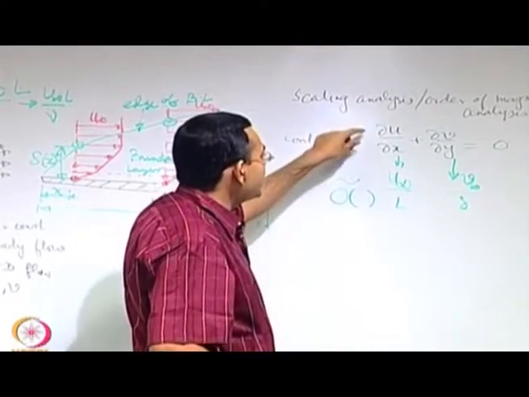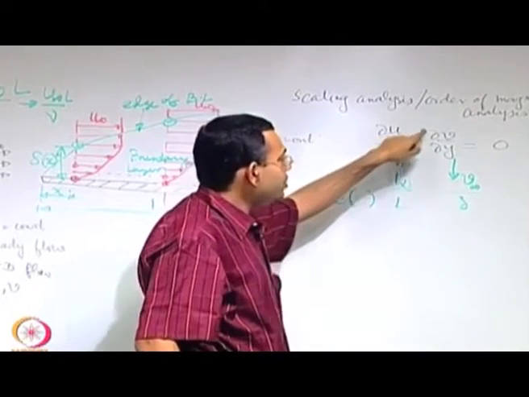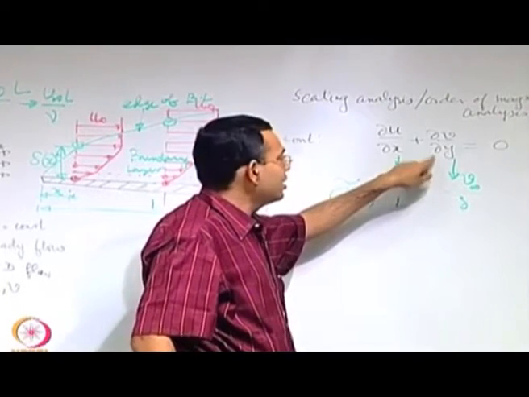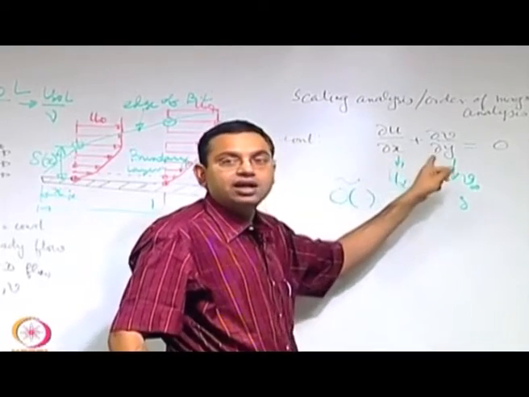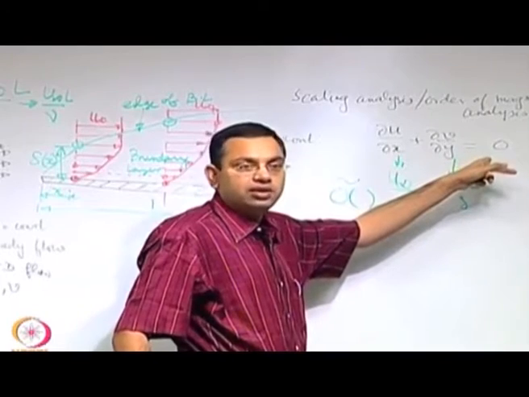So, if this is like 10 meter per second divided by 1 meter, this cannot be 1 meter per second divided by 1 meter, because then these two cannot cancel each other. To cancel each other, they must have the same order of magnitude, and if they cannot cancel each other, then the result cannot be 0.